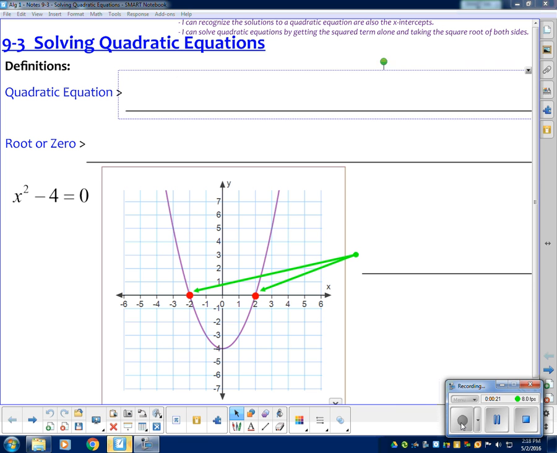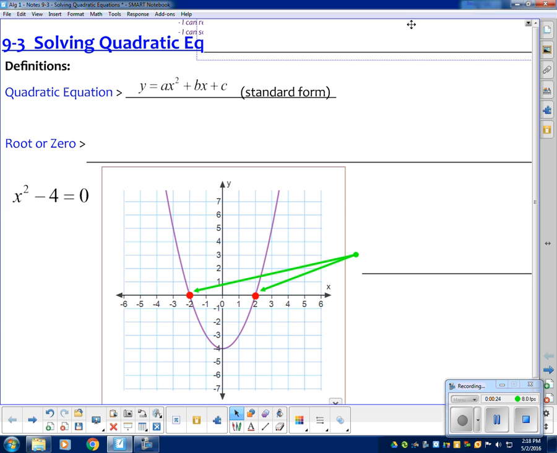The first one is a quadratic equation. What is a quadratic equation? A quadratic equation is one of the form y equals ax squared plus bx plus c. And what makes it quadratic is that it is of second degree here. You'll see there's a degree of 2 on the first x listed there.